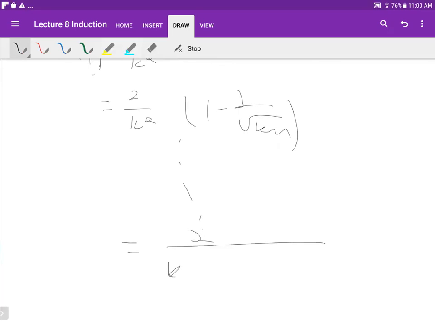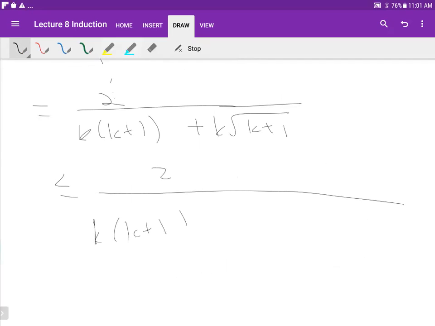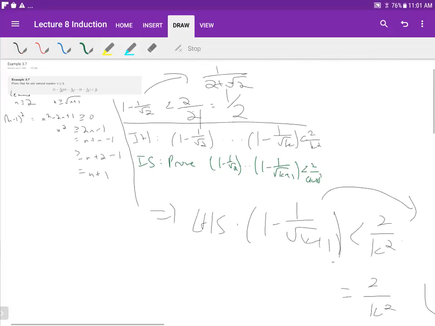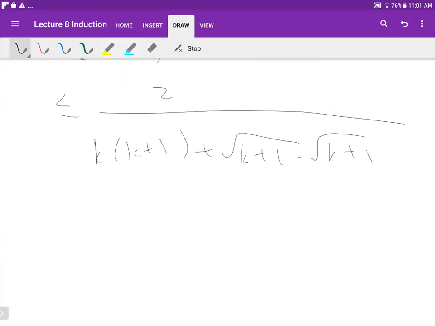And eventually you get that this is equal to, I'm skipping a lot of steps here, 2 over k times k plus 1 plus k times the square root of k plus 1. And you get that this is less than or equal to 2 over k times k plus 1 plus root k plus 1 times root k plus 1. So this is where we used this lemma here, right? And then finally you get that this is equal to 2 over k plus 1 squared, right? And then you have proved the statement.